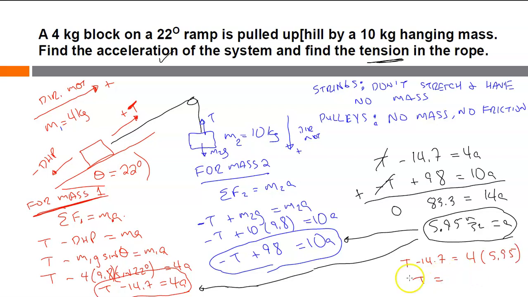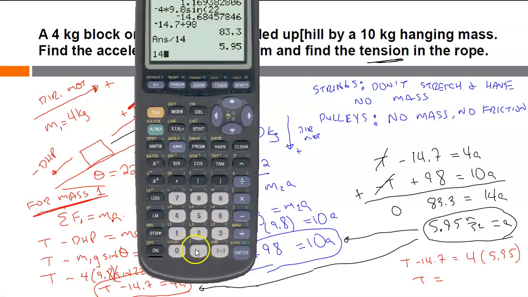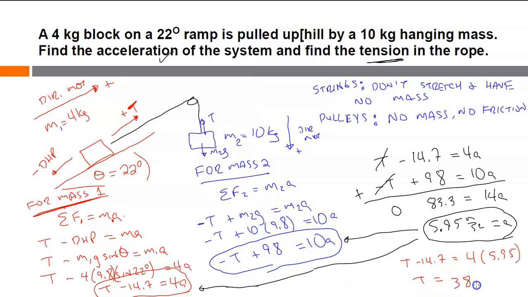I'm going to go ahead and add 14.7 to both sides. So that would be a positive 14.7 plus 4 times 5.95, and I get a 38.5. That is a tension, that is a force, so that should be measured in newtons. All right. And now we've accomplished both of these things right here. I think that's the last problem there.